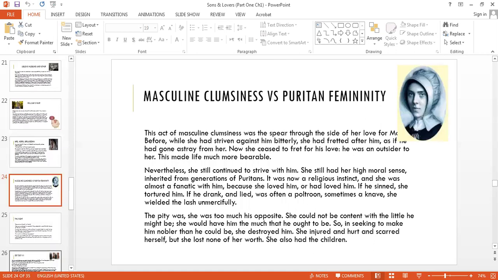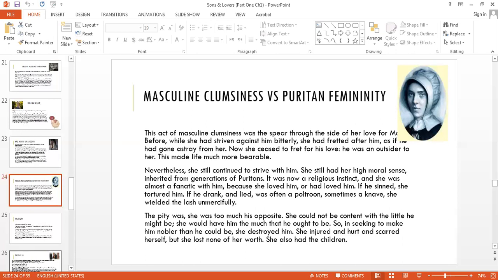Now, this made life more bearable because, with the cutting of her son's hair, she broke all the love that she had inside for him. So she doesn't love him anymore. She will remember the scene forever. She continued to strive, and this is very important. She says it was now a religious instinct, and she was almost a fanatic with him because she loved him, or had loved him. If he sinned, she tortured him. If he drank and lied, she wielded and lashed unmercifully.